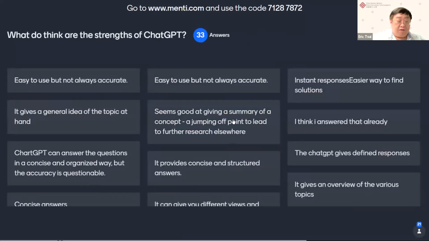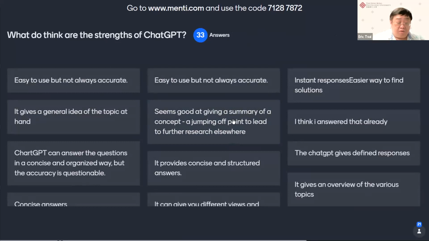Right, easy to use but not always accurate. It gives a general idea of the topic at hand. We can answer the questions in a complete, concise way, but the accuracy is questionable. In summary of concept, a jumping off point to lead to further research elsewhere.